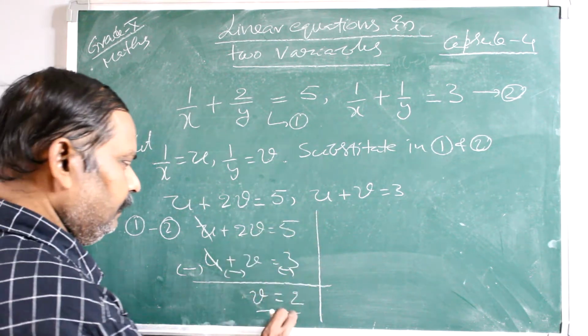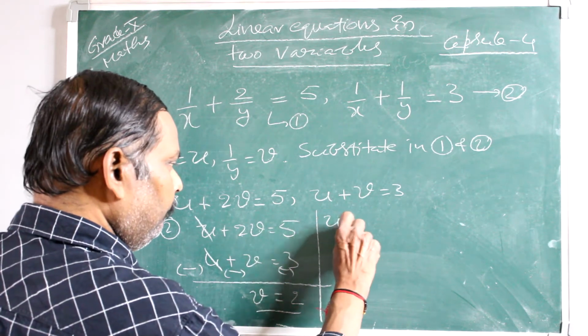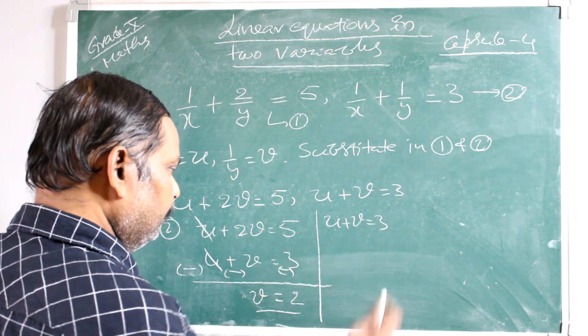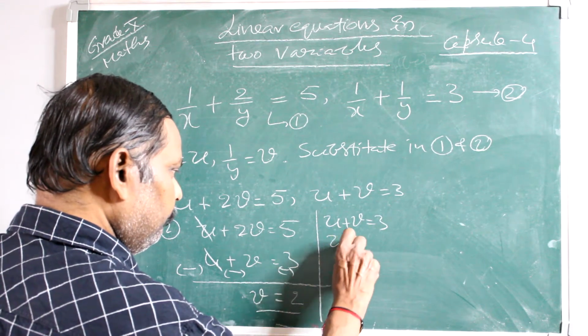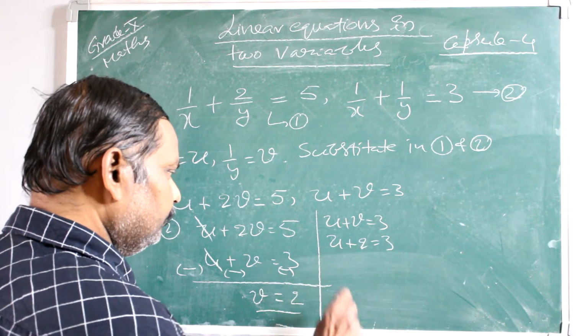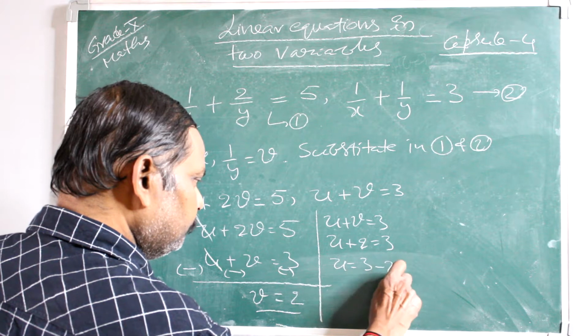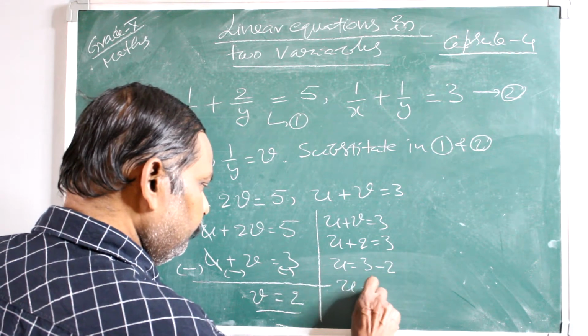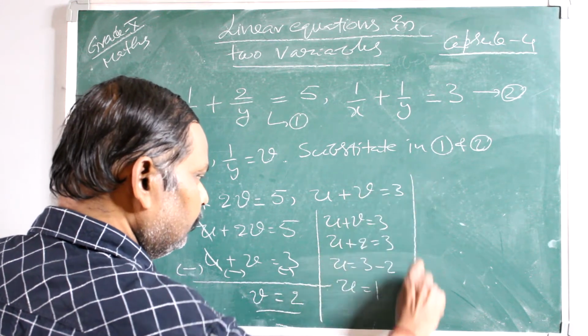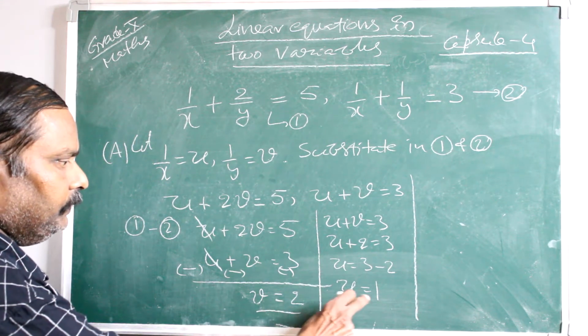Now let us substitute this in the second equation. u + v = 3, so u + 2 = 3. u = 3 - 2, and then u = 1. So v = 2, u = 1.